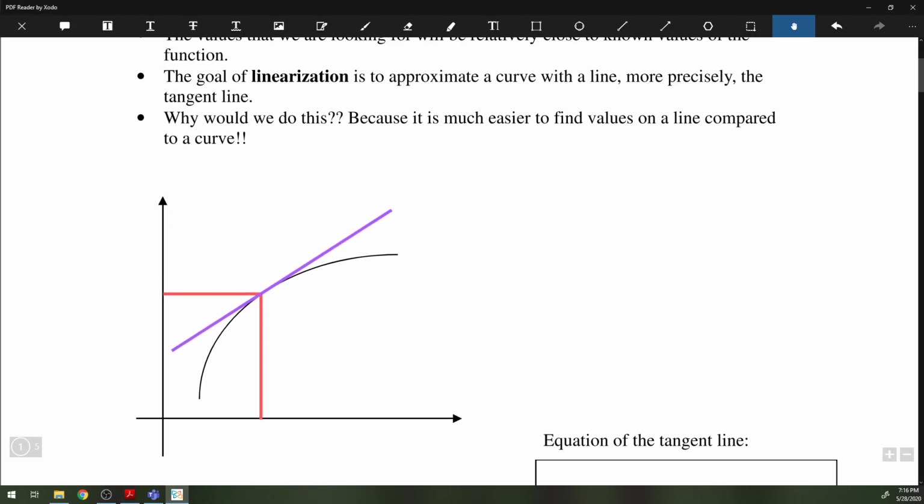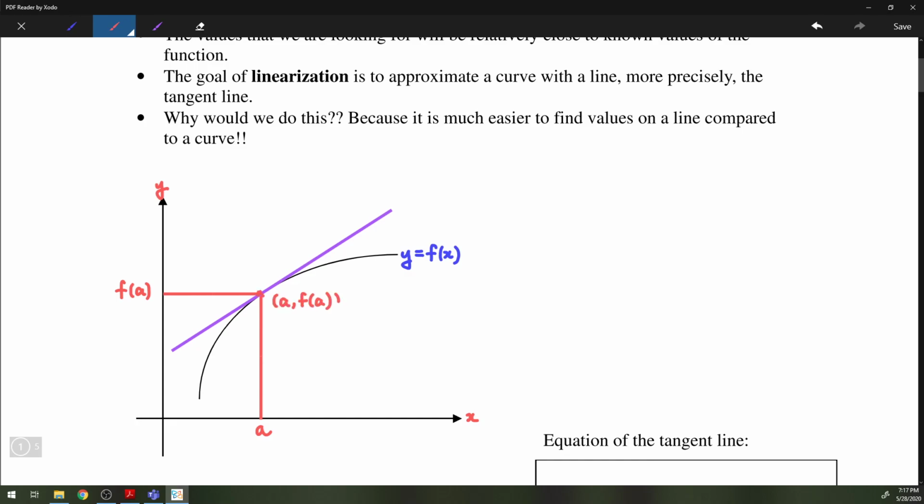So for example, suppose I have a curve here, y equals f of x. Here we have an x value of a and a y value of f of a. So this point here will be (a, f of a). You can see here we have drawn a tangent line at x equals a. We'll call that y equals L of x.